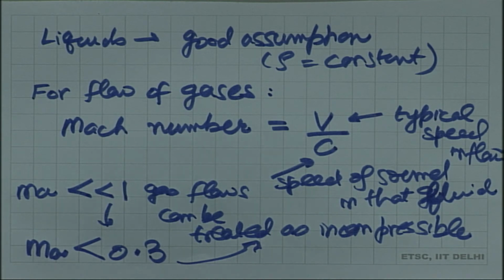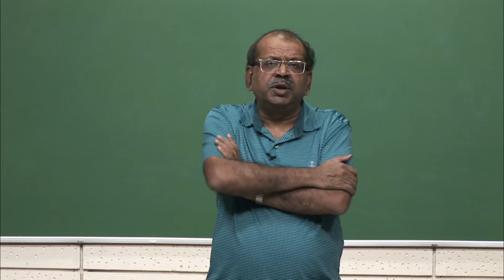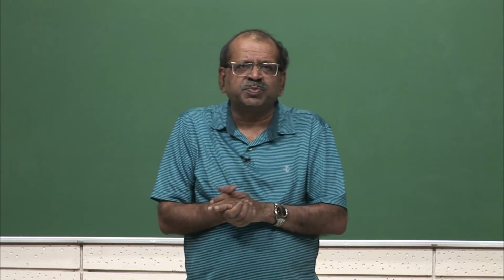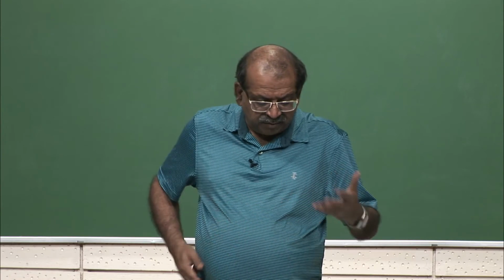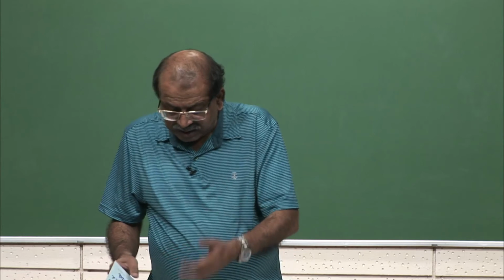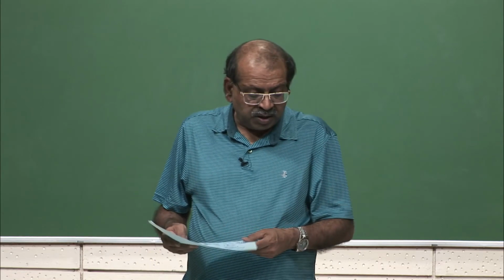Just to give you a feel, the speed of sound in air is about 340 meters per second. That means, if you are less than 100 meters per second in flow of air, you can assume the density to be constant and the flow to be incompressible.